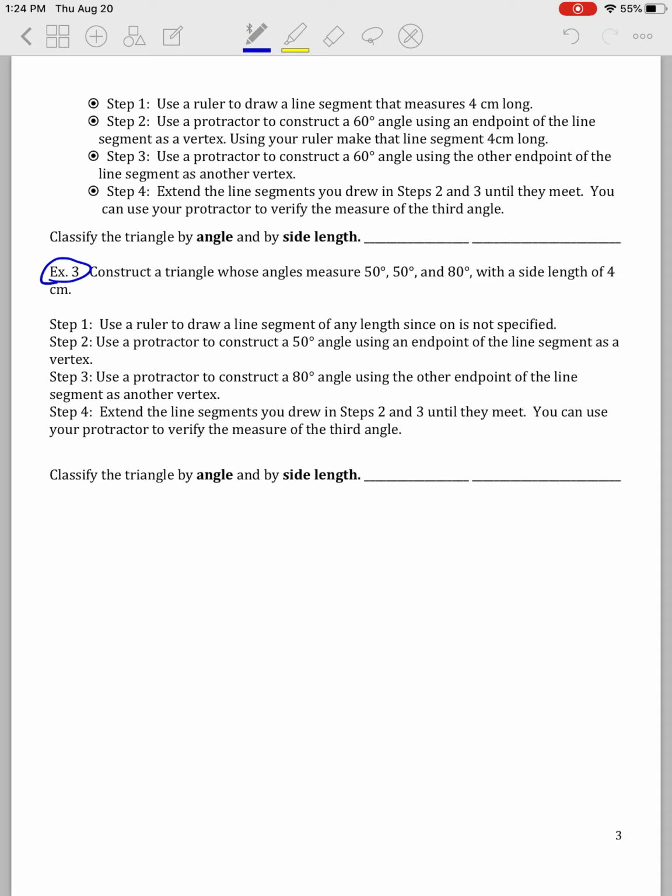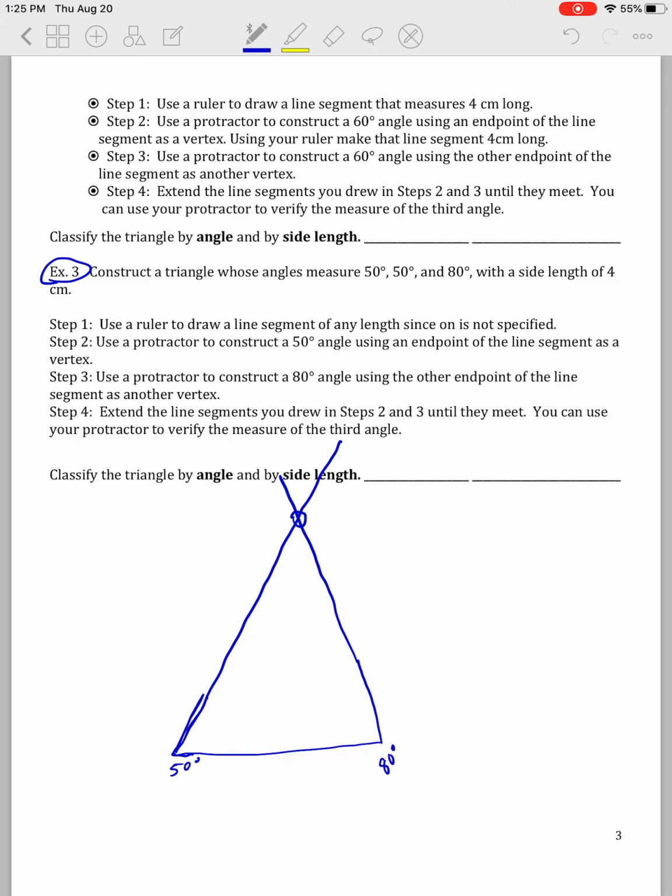So I'm going to kind of freehand this, but what we're doing is this. We're going to draw a line segment. And then I'm going to use a protractor, and I'm going to draw a 50-degree angle. And then I'm going to draw an 80-degree angle. And then what I do is I extend the lines until they meet. And this is where they meet.